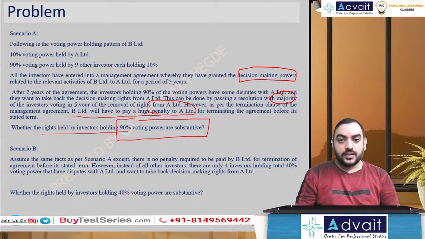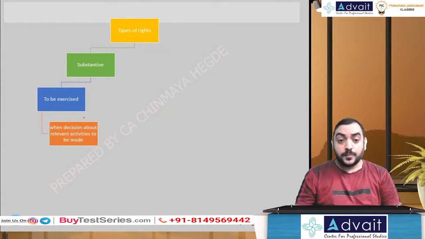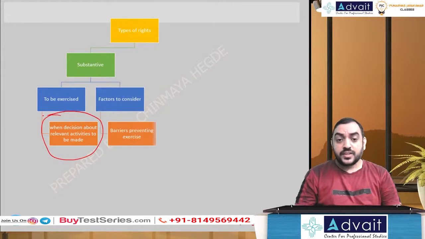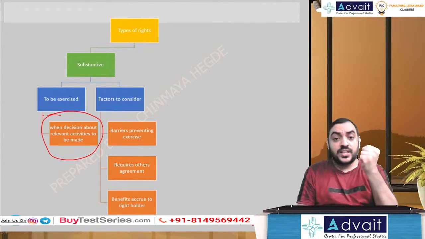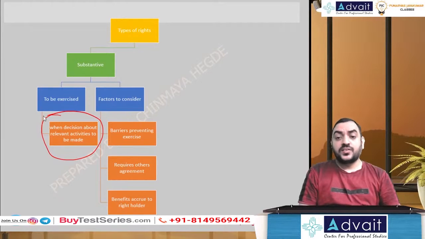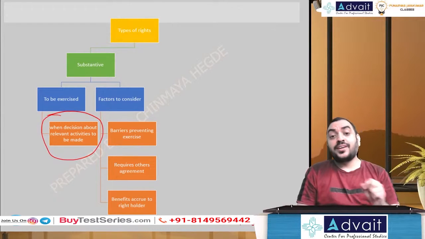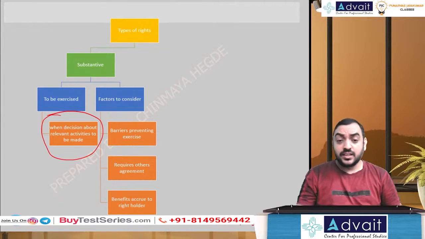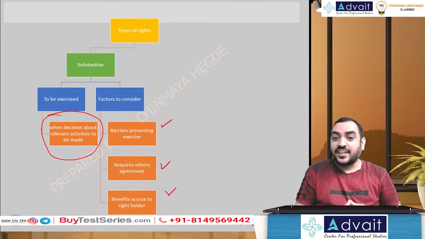Okay, yes. So the type of rights, substantive, you are going to write regarding the decisions about the relevant activities. When you say the power is substantive, substantive means you have complete control over it. That means you have a real power. For that, you should consider the factors. What factors you have to consider? Barriers preventing the exercising of it, requires other agreements, benefits accrue to the right holders. So basically, we are telling you have the right.